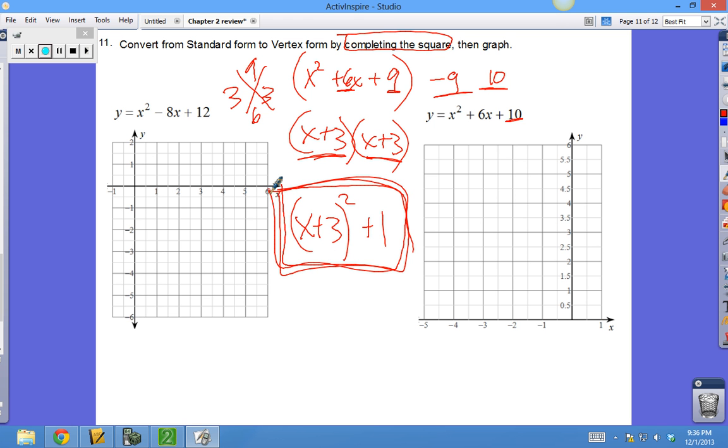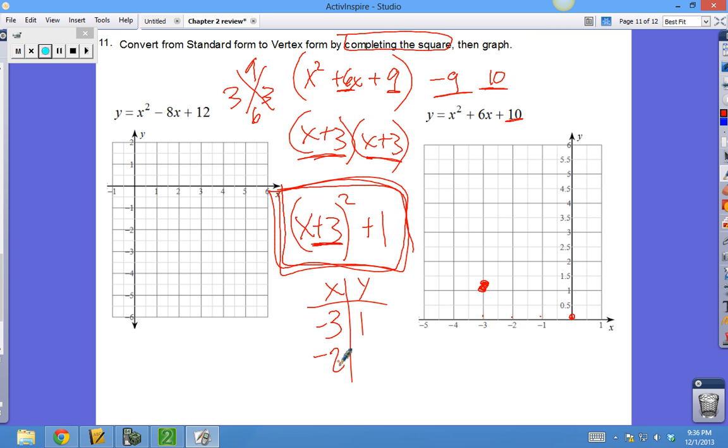Start here at 0, 0. Plus 3 means I'm going to go 3 to the left. So 1, 2, 3, and then up 1 right there. There's my vertex. Okay, now I just need one more dot. So I'm going to choose a dot close to that vertex. That vertex is left 3, up 1. So I'm going to try left 2.